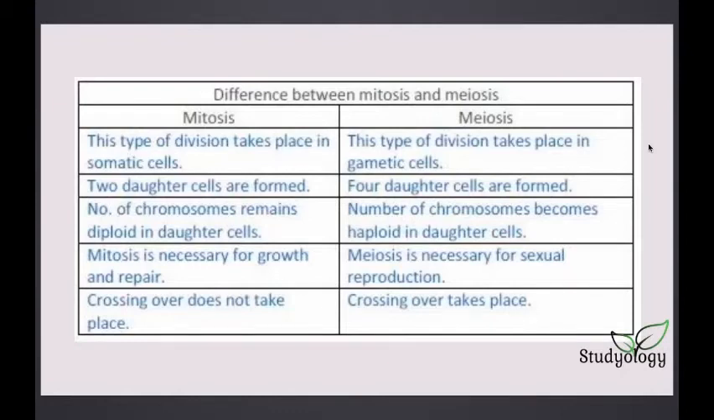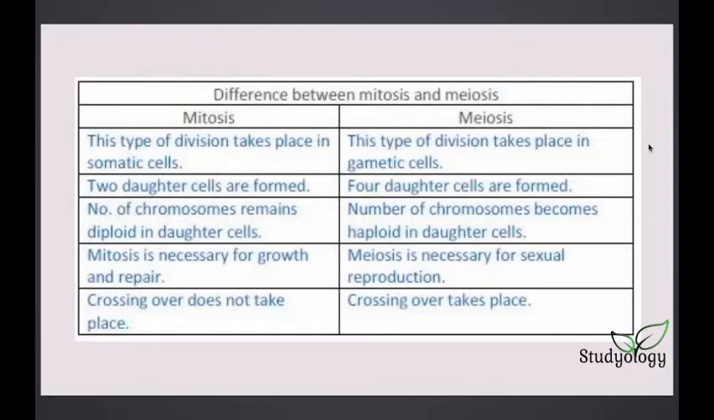In mitosis, the number of chromosomes remains the same, diploid, in the daughter cells. The parent cell and the daughter cell have the same number of chromosomes. But in meiosis, the daughter cells have half the number of chromosomes. Haploid means half the number of chromosomes. Mitosis is necessary for growth and repair, and meiosis is necessary for sexual reproduction. So mitosis happens for growth, or to repair or replace old or damaged cells, and meiosis happens for reproduction.